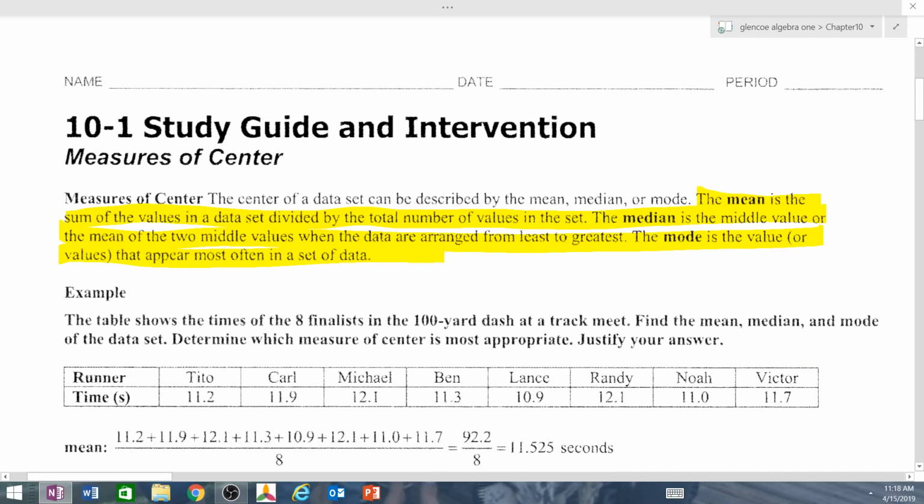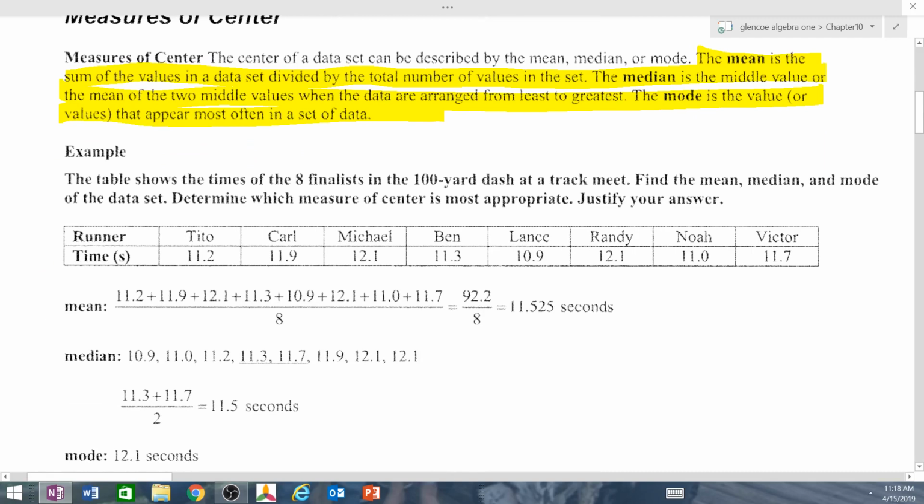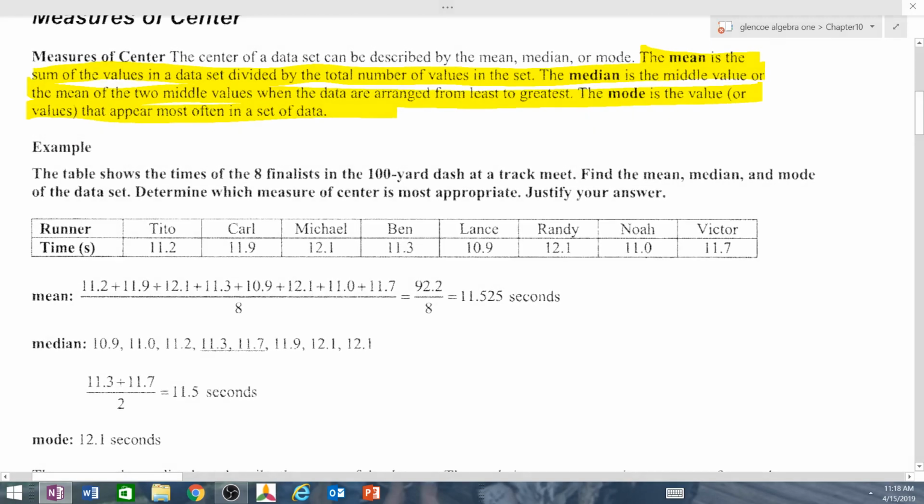So let's go ahead and take a look at our first example. The table below shows the times of the 8 finalists in the 100-yard dash at a recent track meet. Find the mean, median, and mode for the set of data, and then determine which measure is most appropriate. Justify your answer. We're probably going to leave that part out because that has caused a lot of confusion. However, when you do take statistics, that will be an important concept. So here are the people's names: Tito, Carl, Michael, Ben, Lance, Randy, Noah, and Victor. These are their times that they ran the 100-yard dash in: 11.2, 11.9.